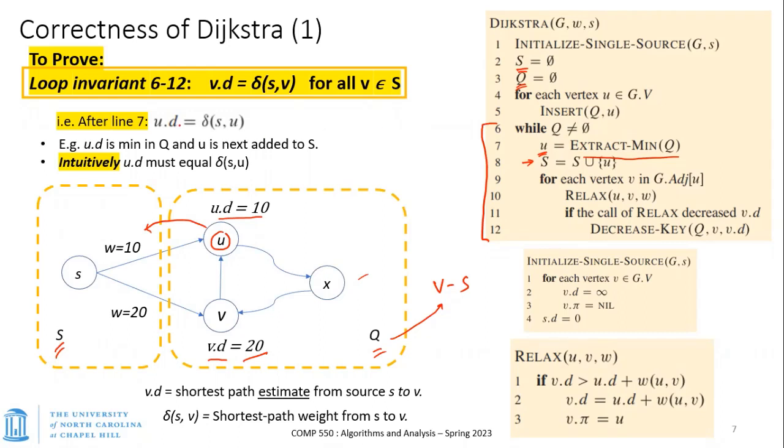Now, this loop invariant is saying that once U is selected based on its estimate being the minimum, it's going to be combined into S. And so the loop invariant says that for all vertices V in S, the estimates are in fact equal to the shortest path weights. So all estimates in here are going to be equal to the shortest path weights, which is not true for the vertices in Q. This is the loop invariant, and that's what we have to prove.